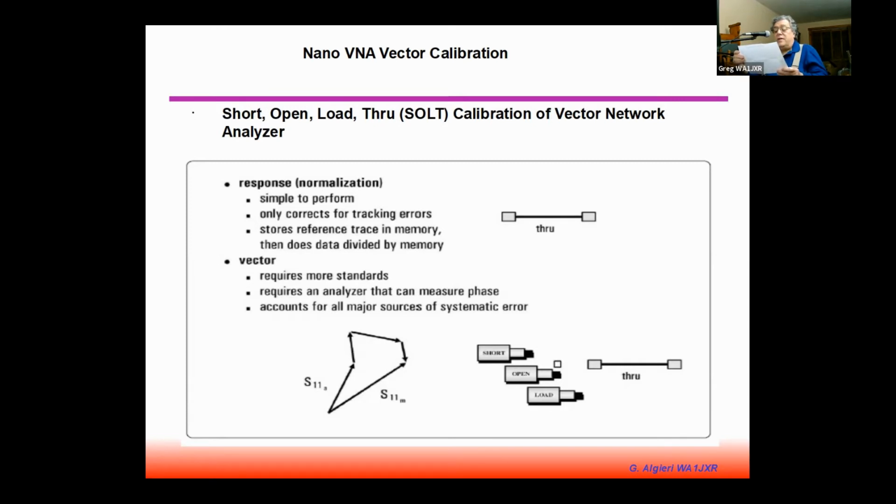I'm trying to find it here. Of course, I can't find it when I want to, but anyways, it asks you to do that, and you do that by leaving the load on. It measures the isolation between port 1 and port 2. And then you take that off, and it tells you to put the through on.